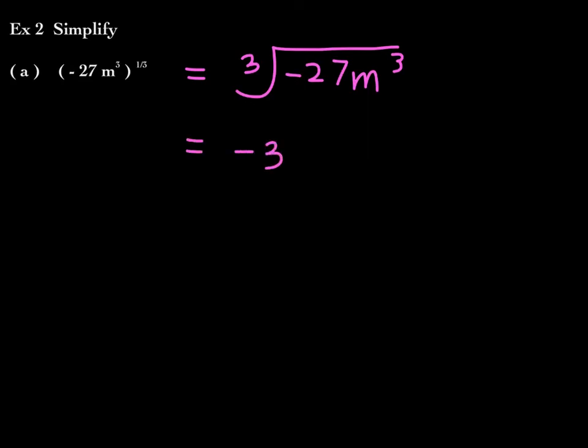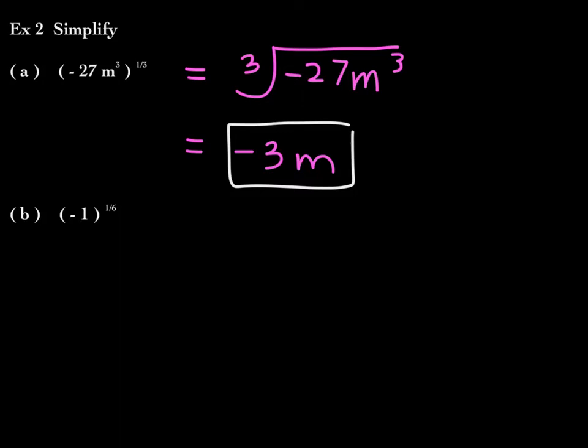And do you remember this trick that I promised that I would show you how I derived it later on? But 3 divided by 3 is 1. So then this will just be m to the first power. So negative 3m is the cube root of negative 27m cubed. Meaning, if you were to cube this expression, you would get negative 27m cubed.